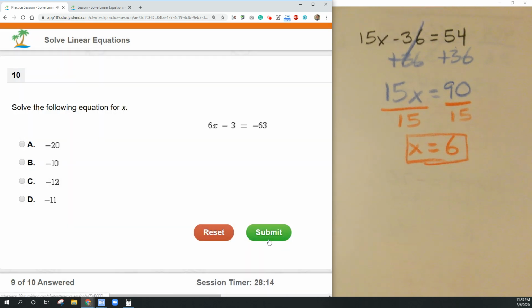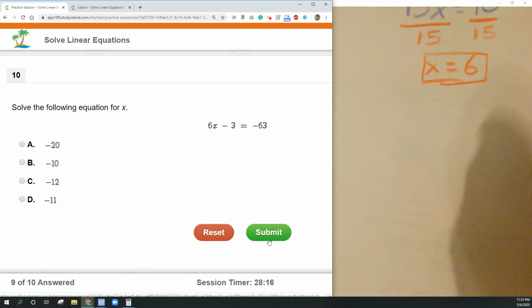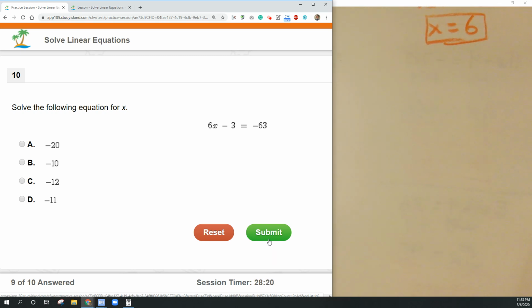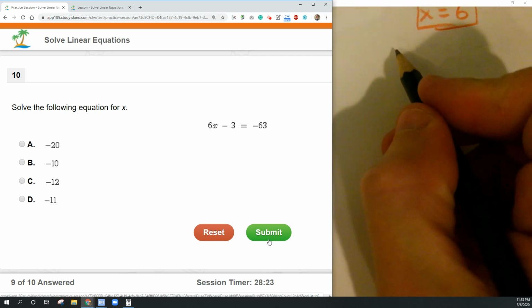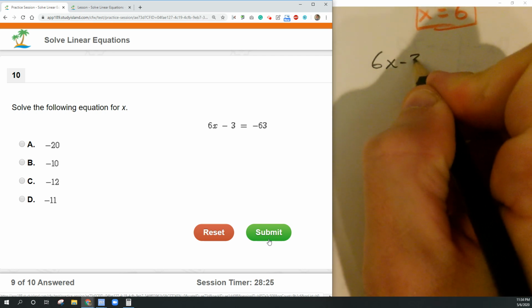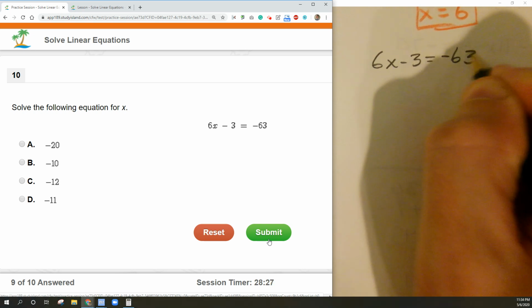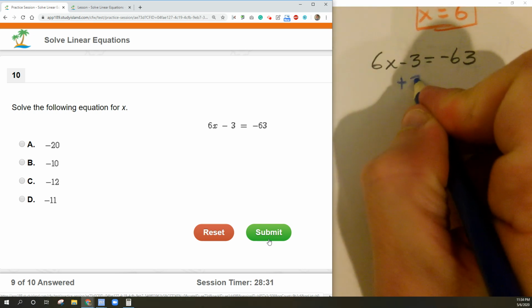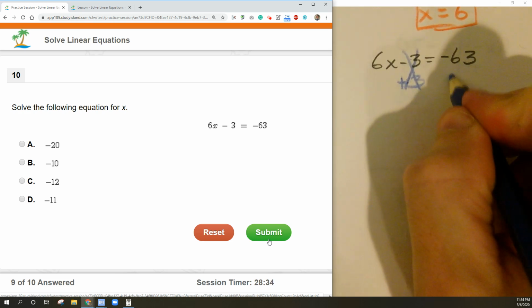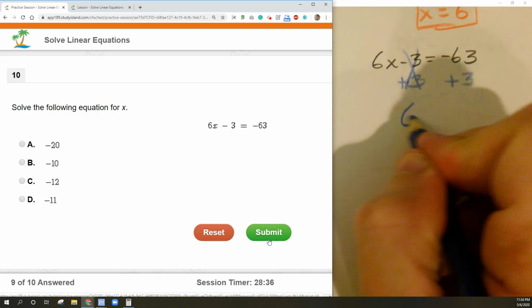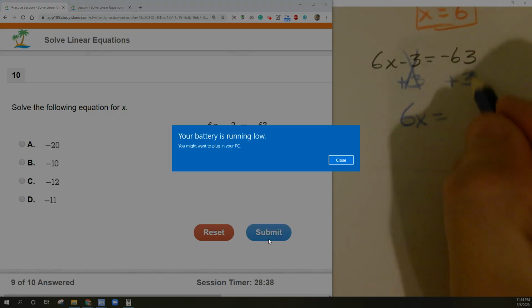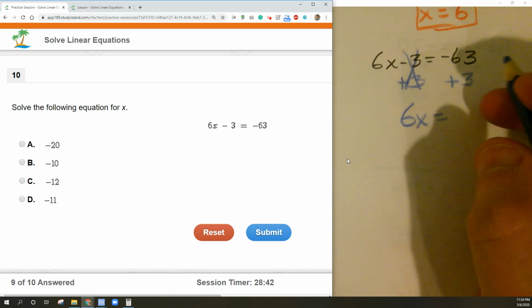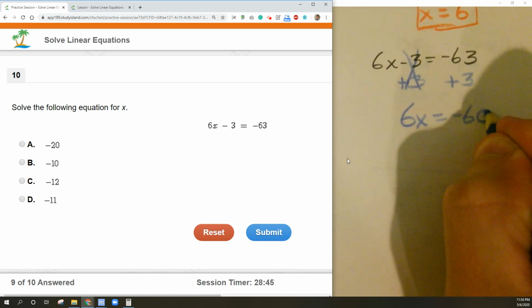And last, one more super easy one, just two-step equations. 6x minus 3 equals negative 63. I don't want it to be minus 3 next to my 6x, so I will add 3 to make it go away. If I do it to one side, I have to do it to the other. And I get 6 times x equals negative 60. Negative 63 plus 3 is negative 60.